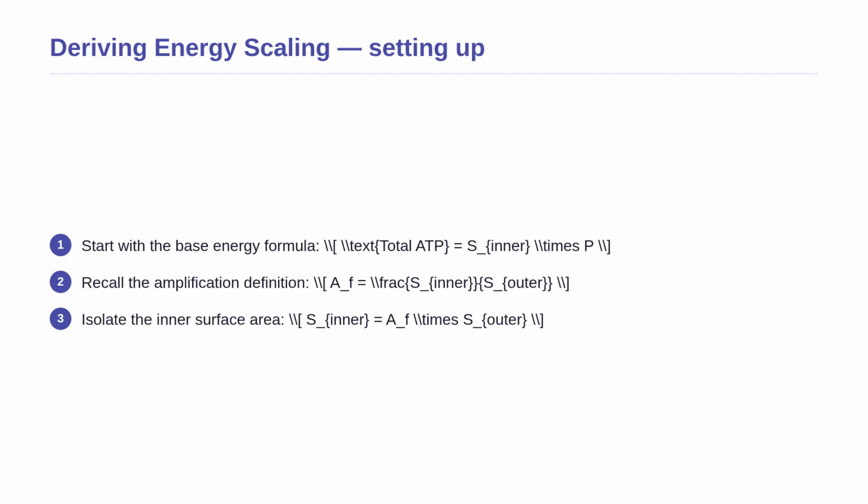Having successfully calculated the energy output for the heart cell, let us formally prove the mathematical relationship between membrane folding and total energy capacity. We want to establish exactly how the amplification factor scales the energy output. We start our proof with the base energy formula, where total ATP equals S inner times P. Next, we recall our definition of the amplification factor. By isolating the inner surface area algebraically, we establish that S inner is exactly equal to the amplification factor multiplied by the outer surface area. This sets up our substitution for the next step.